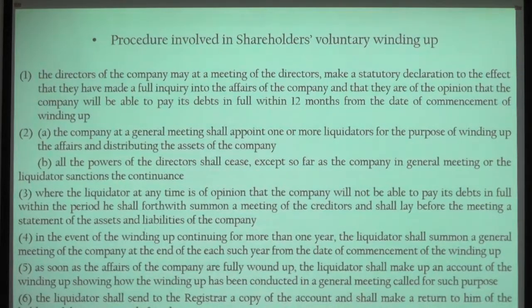Now, as soon as the affairs of the company are fully wound up, the liquidator shall make up an account of the winding up, showing how the winding up has been conducted in a general meeting that he calls for such purpose. Thereafter, the liquidator shall send to the registrar of companies a copy of the accounts and shall make a return to him of the holding of the meeting, of its dates and other relevant information that needs to be provided.